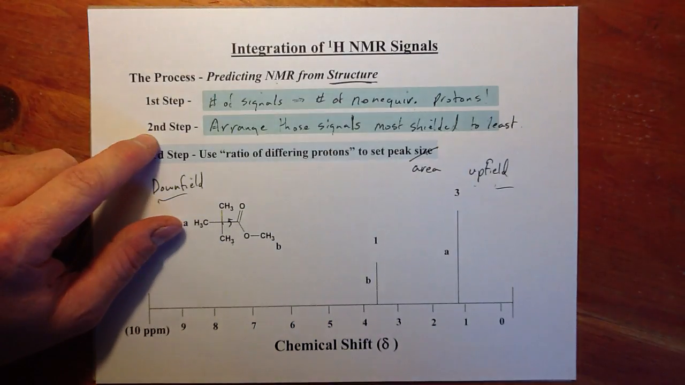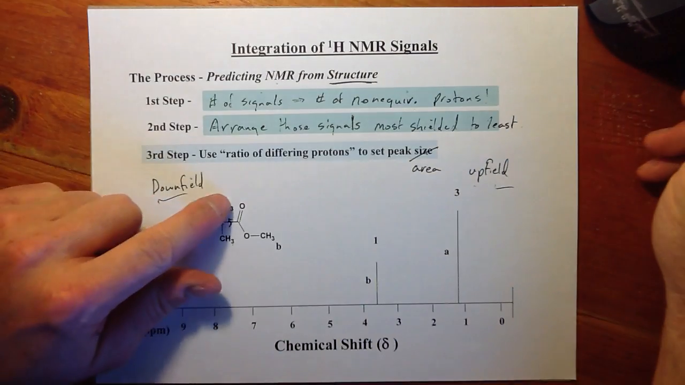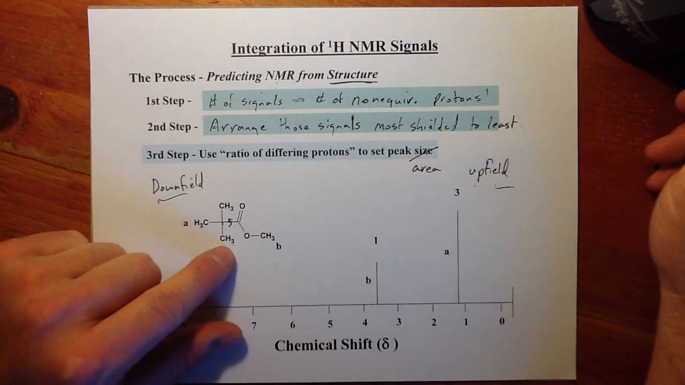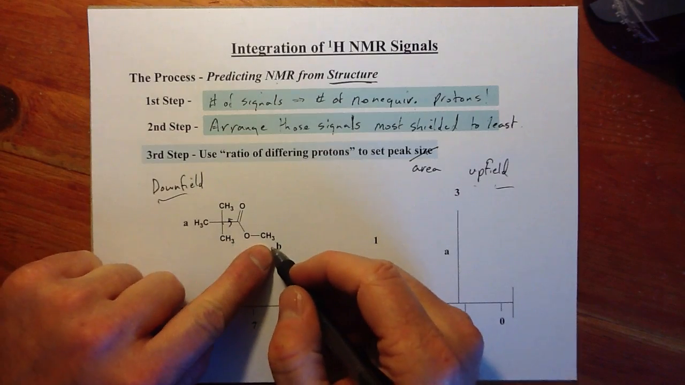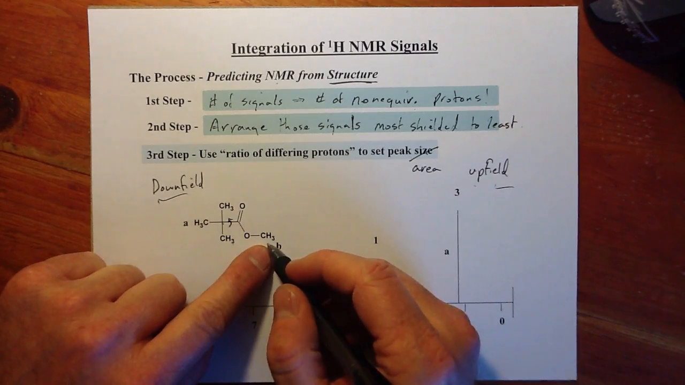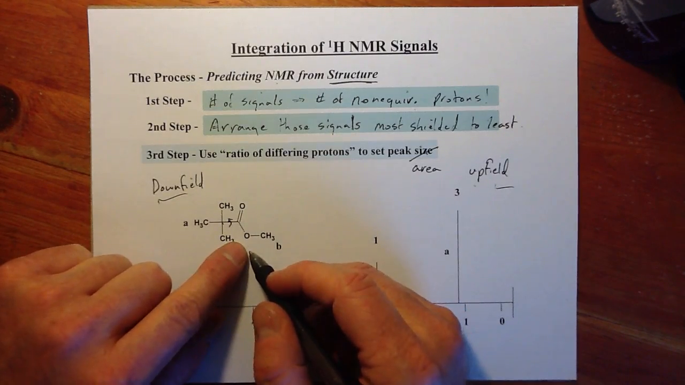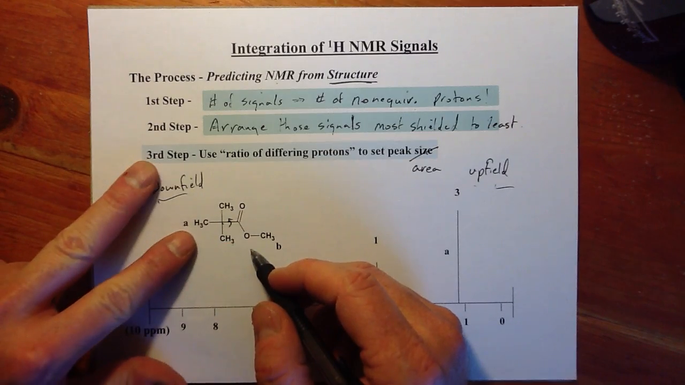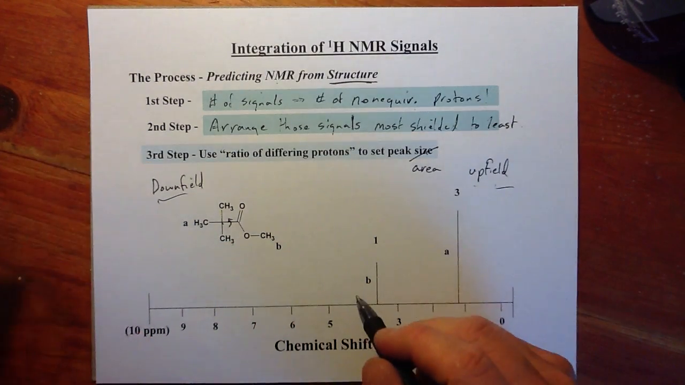And now let's just review the steps. These 3 would be equivalent to these 3, which are equivalent to these 3, but are not, of course, equivalent to these 3 on the methyl group over here, because this is connected to an oxygen. So we would have 2 signals, and that's what we're showing here.